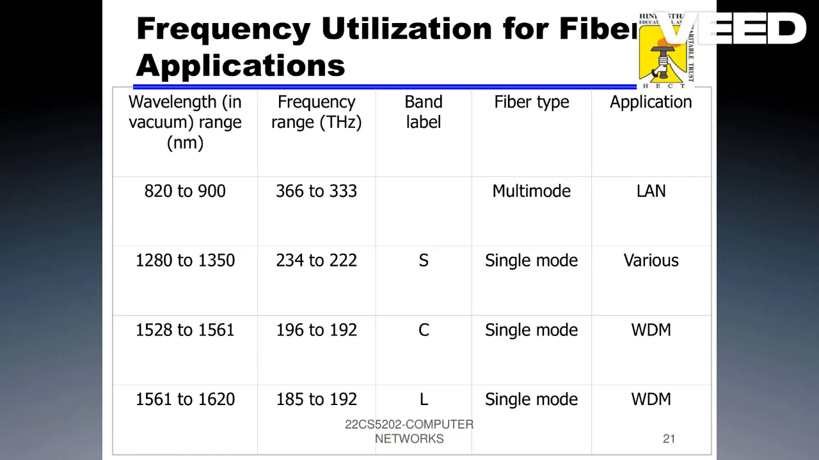And the next one is 1528.2 to 1561. The frequency range is 196 to 192. It is single mode, the band label is C, and it is used for WDM. Next is the 1561.2 to 1620 nm wavelength. It supports the 195.85 to 192 frequency range, and it is also single mode.